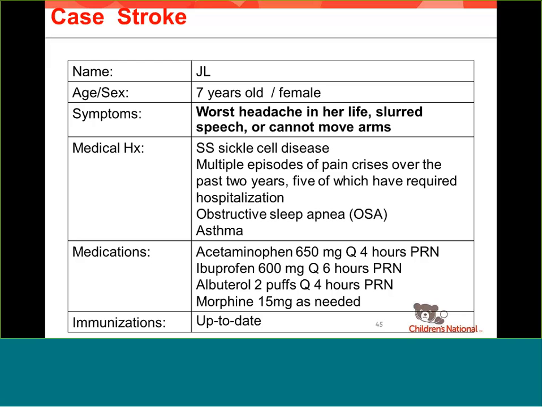And then stroke, another case I want to just mention: a 7-year-old female, warning signs would be worst headache in her life, slurred speech, cannot move arms or legs. This is the past medical history. It doesn't matter what the past medical history is. But this is a life-threatening emergency.